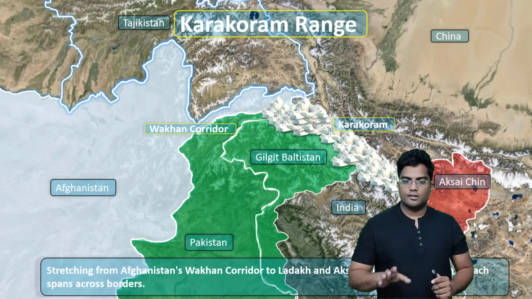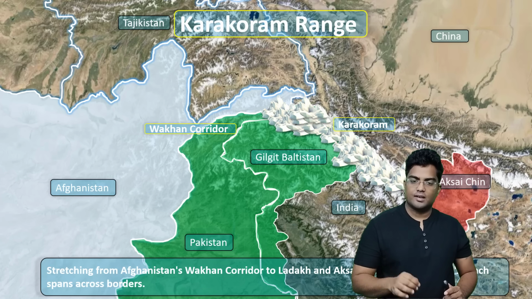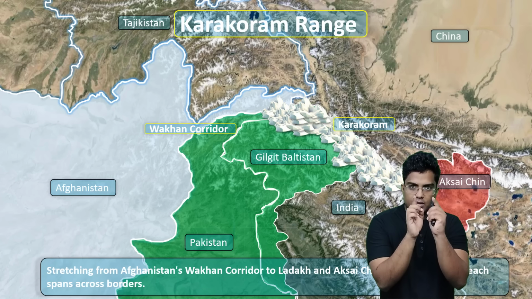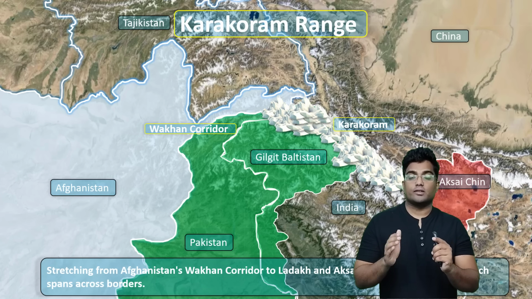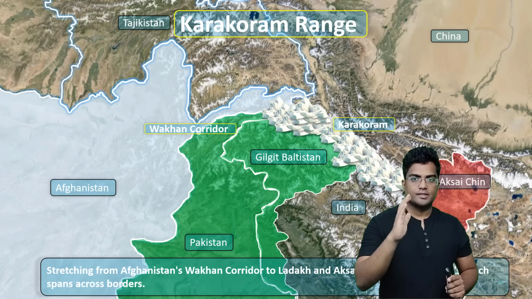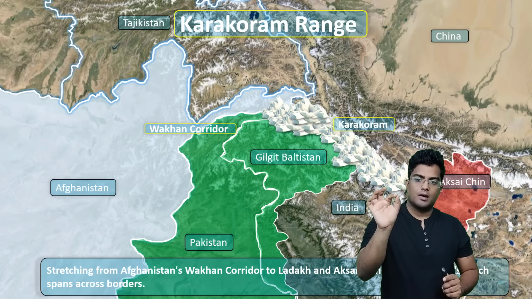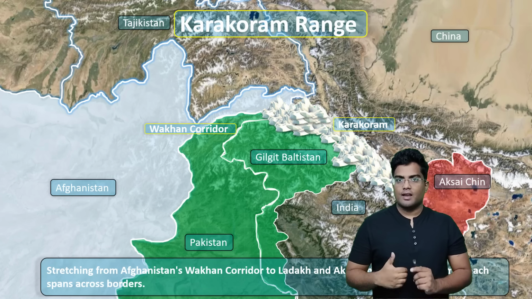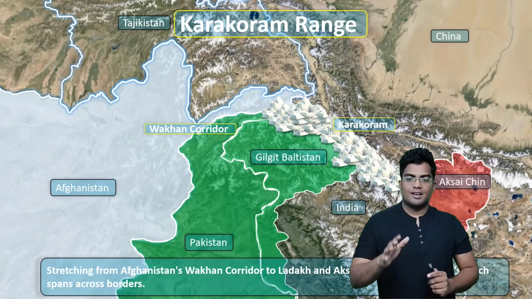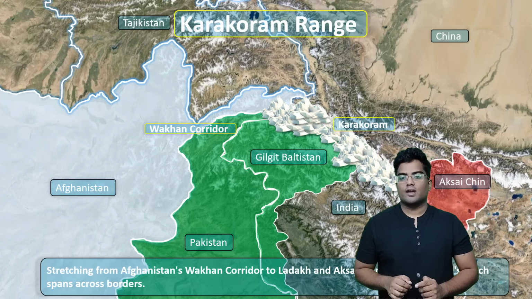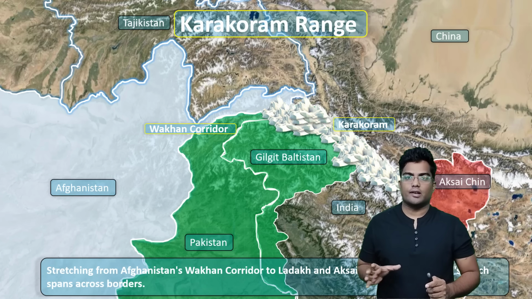Let me repeat it again. The southern part is located in Aksai Chin, right, which is part of China. There is a small part which is located in India. There's a big part which is located in Gilgit-Baltistan. And essentially, the tip or the northern part is located in Wakhan Corridor. Essentially, our Himalayas start from Afghanistan, right? That's Wakhan Corridor. Okay, so I hope this eases your confusion about where the Karakoram Range lies.